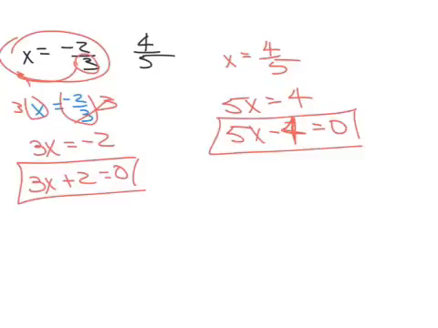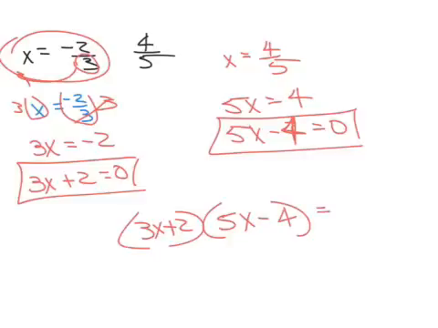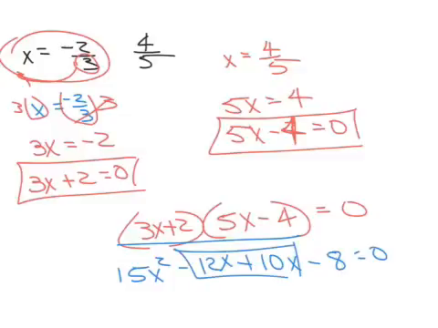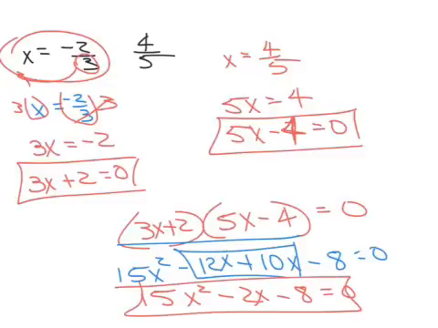Once we get down to this place, we put both of them in their own parentheses, and we're done. That's all. That's it, except for doing the FOIL method. Forgot to do that first. Outside, inside, last. Combine inside terms, and we get 15x squared minus 2x minus 8 equals 0. And that is your answer.